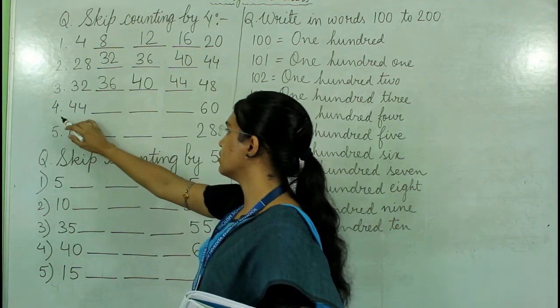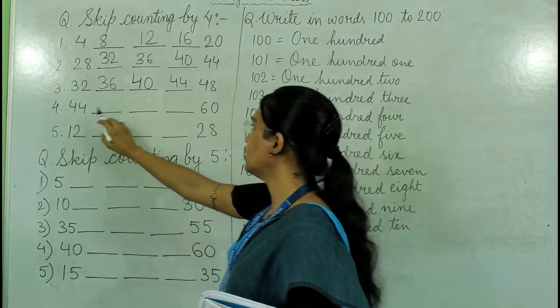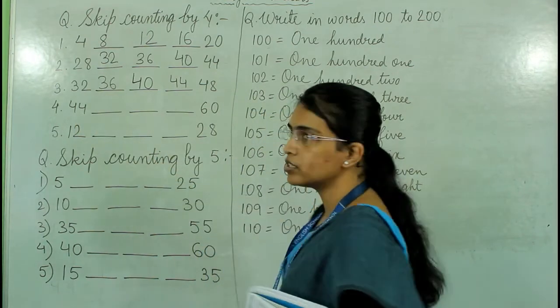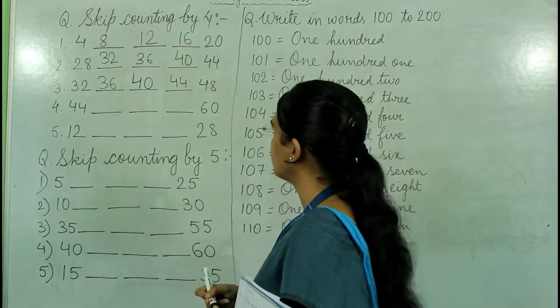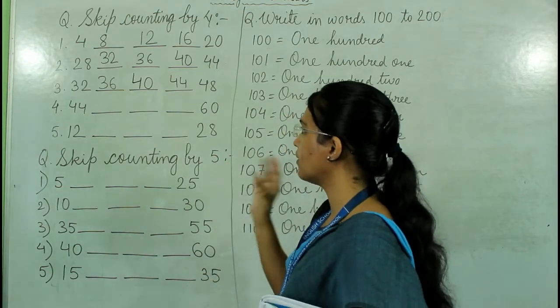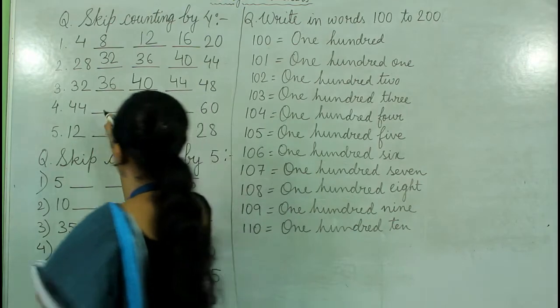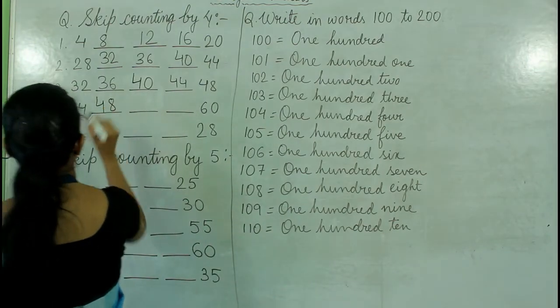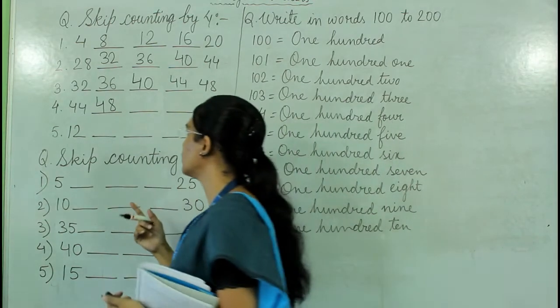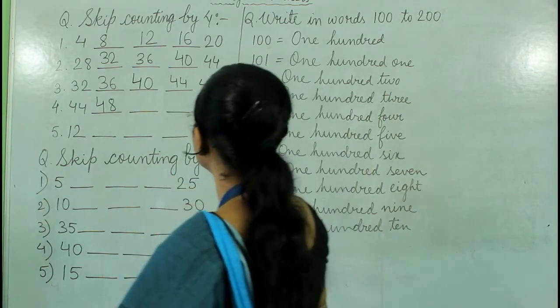Then number 4 question is 44 dash dash dash 60. So from 44 you have to skip how many numbers? 4 numbers. So from 44 if you skip 4 numbers, what will be the answer? 45, 46, 47, 48. So the answer is 48. So from 48 again you have to skip another 4 numbers. Then you will reach 49, 50, 51, 52.